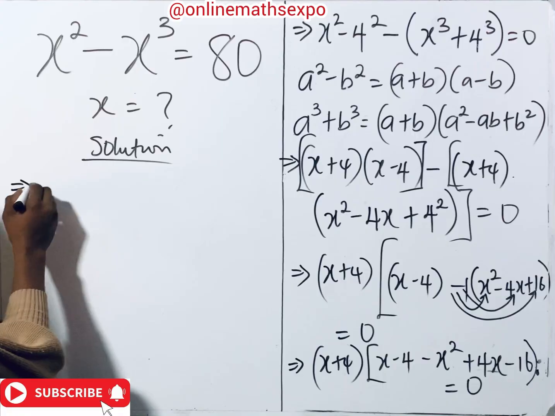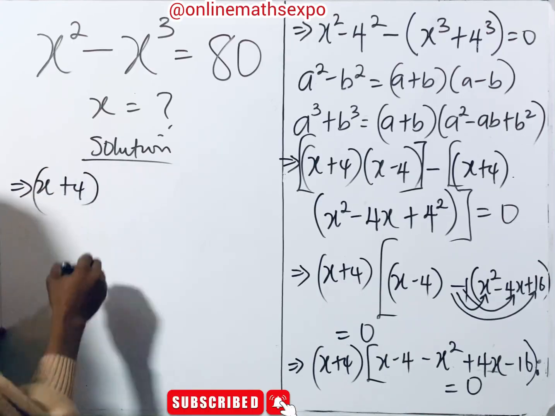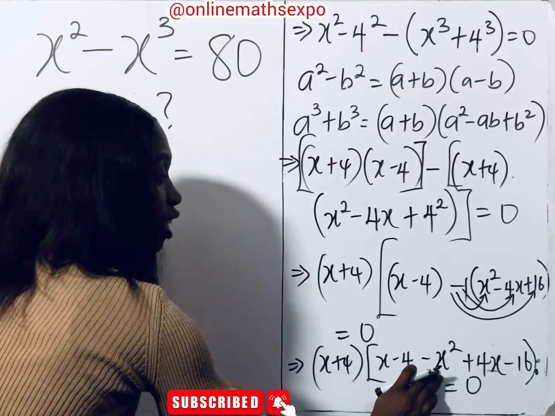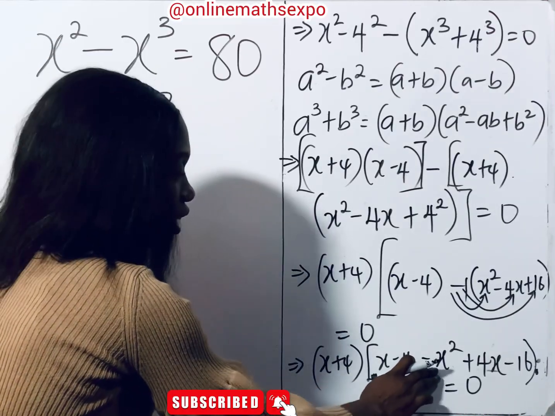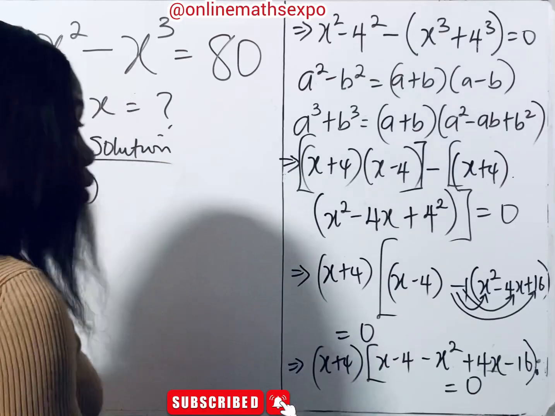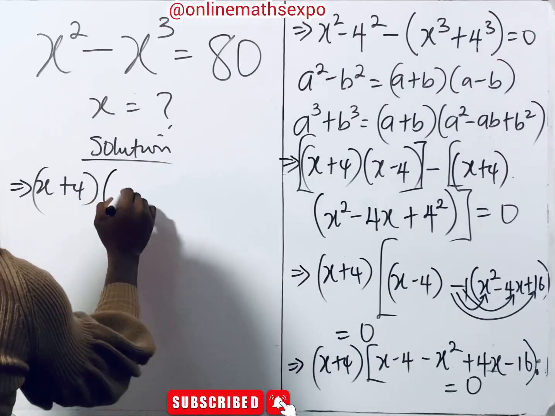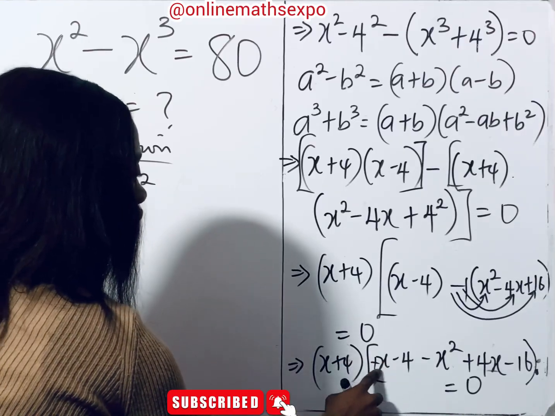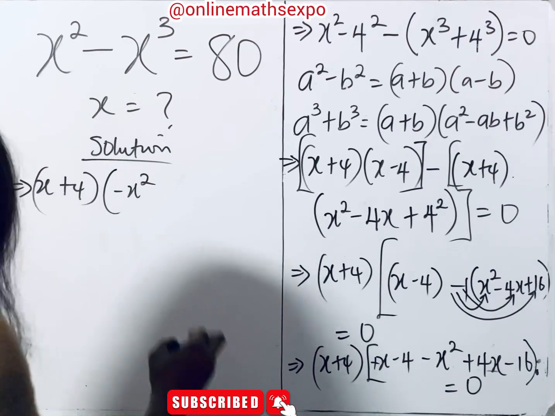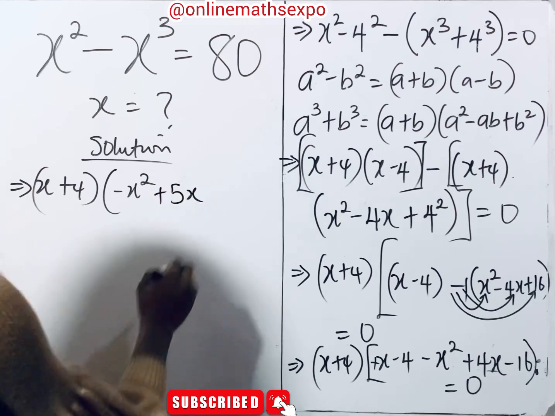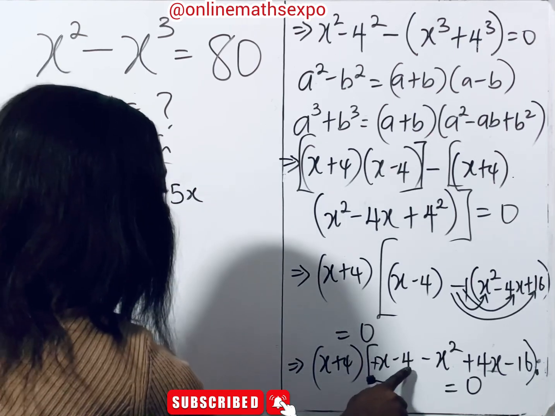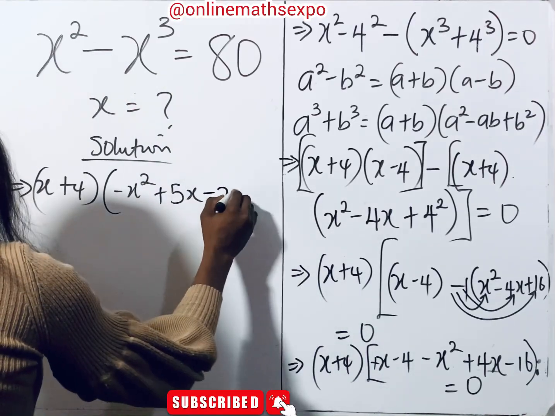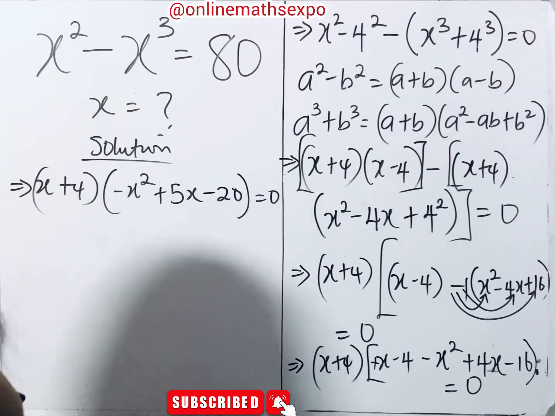So we have x plus 4. Okay, now for this, let's simplify this. Beginning with the first, the one that has the highest power. The highest power is negative x squared. So we're going to have our bracket, negative x squared. This is positive, you know. So x plus 4x will give us 5x. I hope you are with me there. Then negative 4, negative 16. If you add it up, it gives you negative 20. Everything is equal to 0.